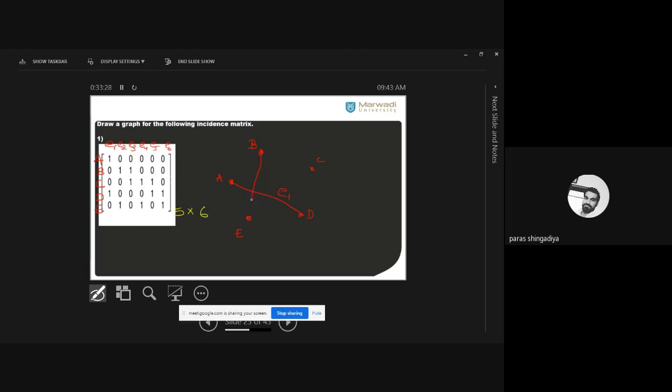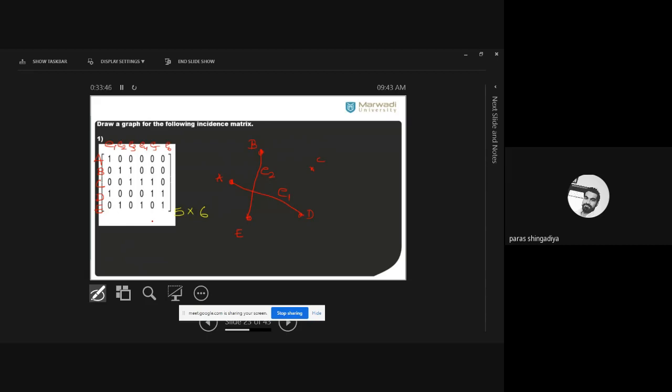So connect B and D, B and E, and the edge name is E2. Now consider the third column, that is for E3 edge. E3 is mapped to B and C. In the second and third rows, a one is defined in the third column, okay.